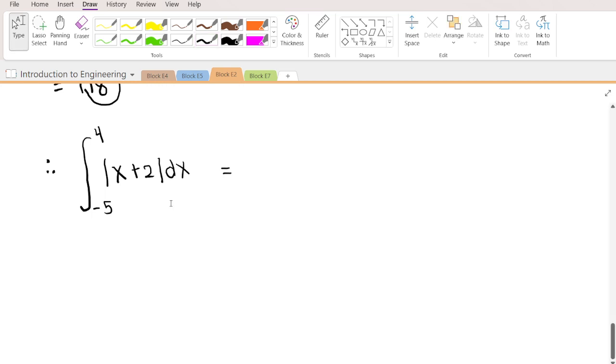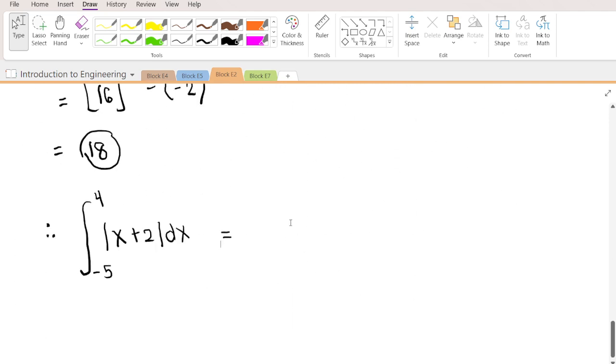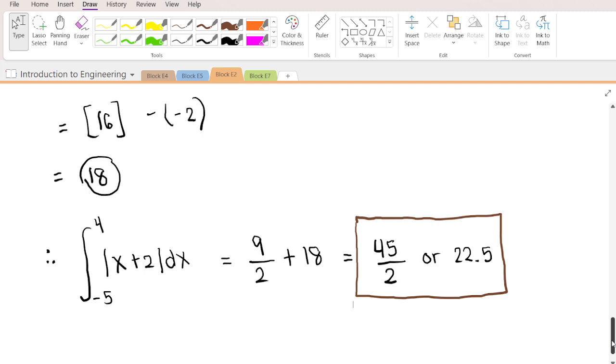is equal to 9 over 2 and 18. So 9 over 2 plus 18. And so the answer is 45 over 2 or 22.5. Okay. All right. So that is the answer. That is the answer for the definite integral of an absolute function.